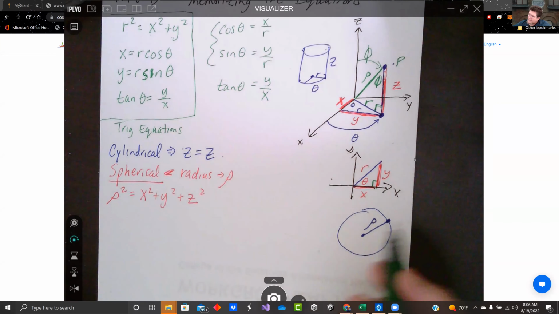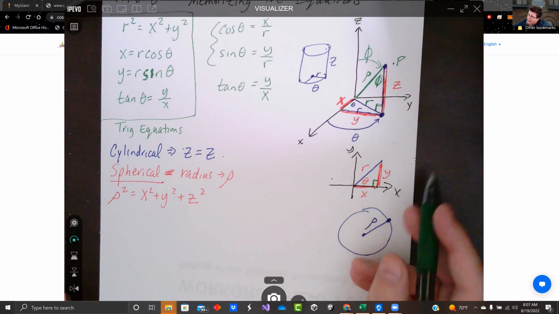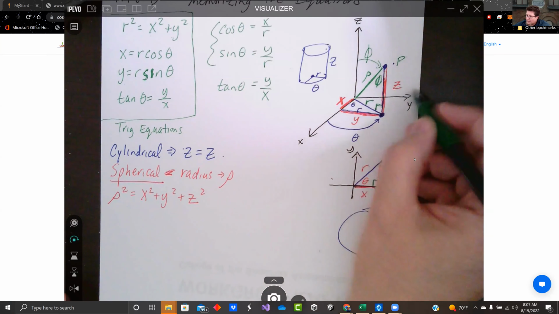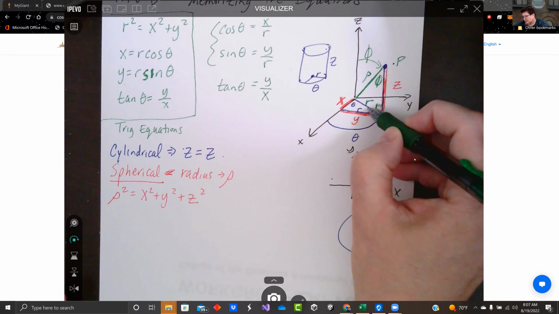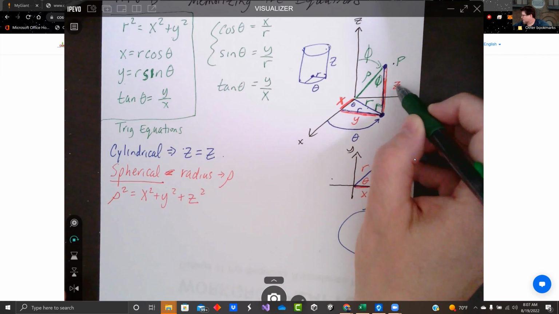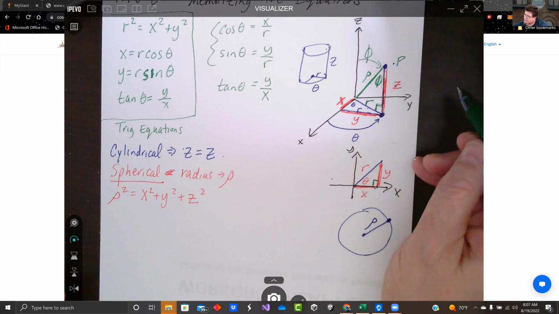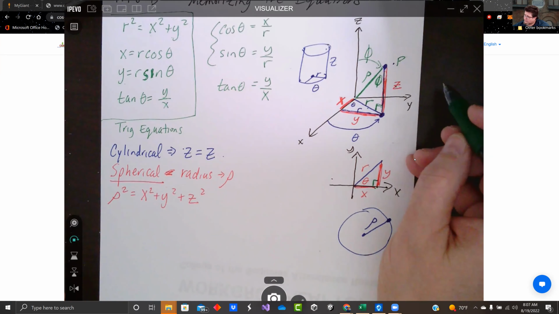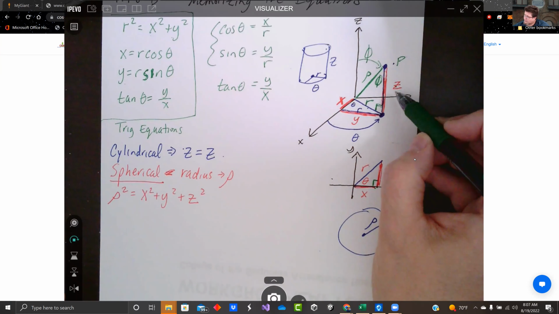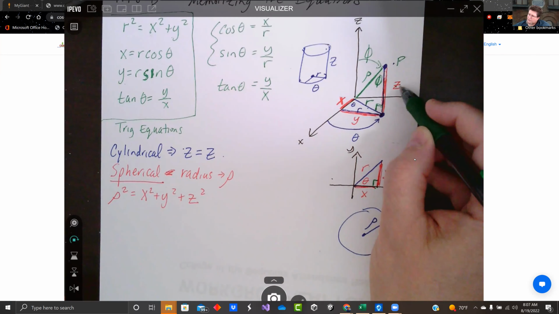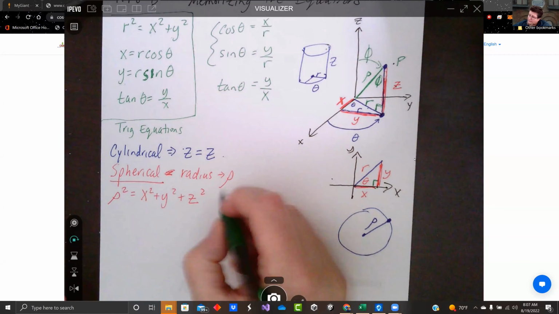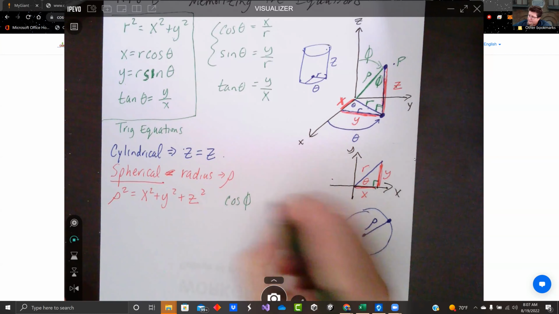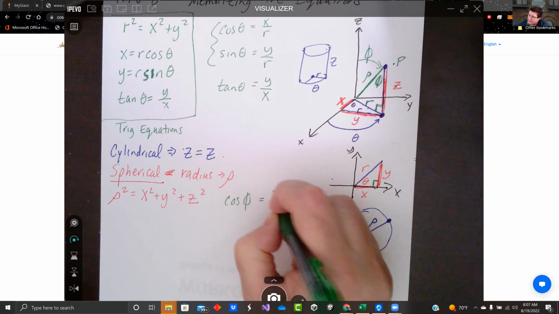Well, we could. Let's go with tangent phi. Tangent phi off the triangle, opposite over adjacent. This looks wrong. Let's not go with tangent phi. Let's go with cosine and sine. Let's start with those. Cosine phi is adjacent over hypotenuse, z over rho.